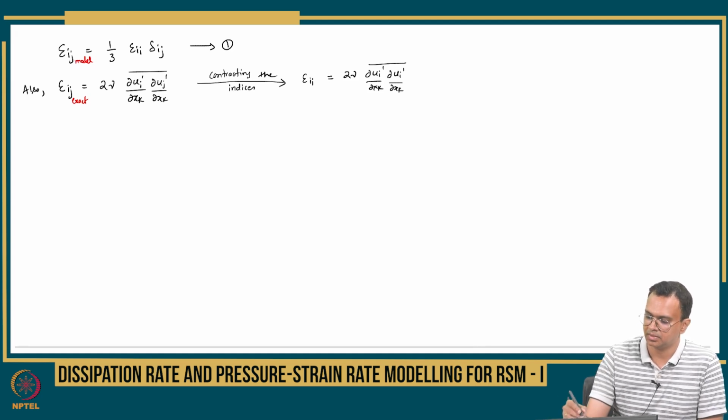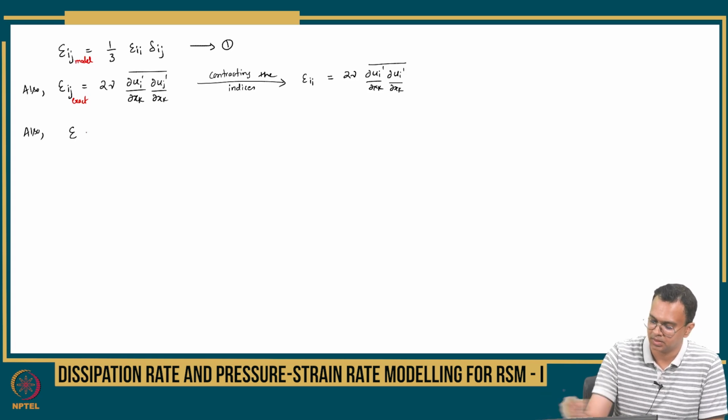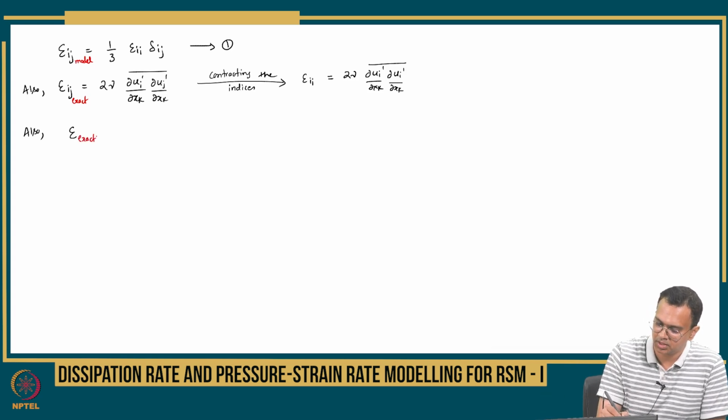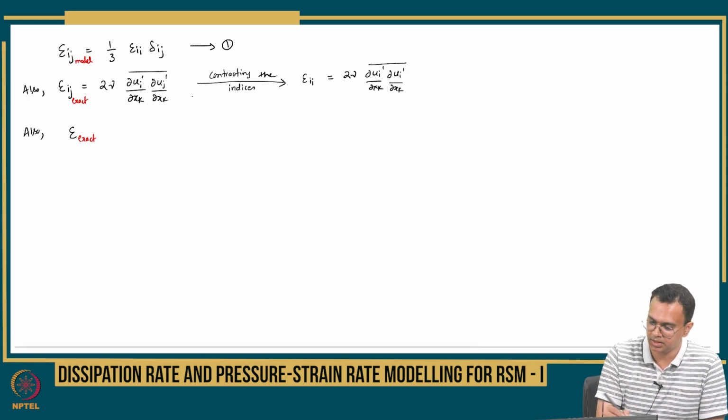Okay, but still we cannot substitute this in equation 1 because these are unknowns to me. ∂ui'/∂xk are all unknowns. But we also have epsilon exact. Where does this epsilon come from? This is in the turbulence kinetic energy equation, the TKE equation, right?